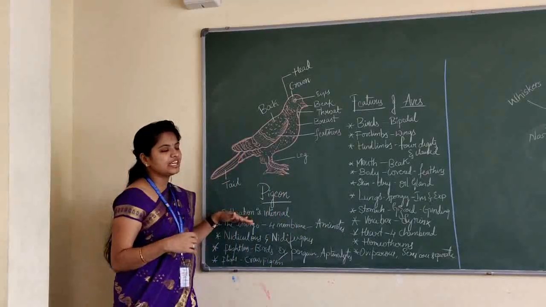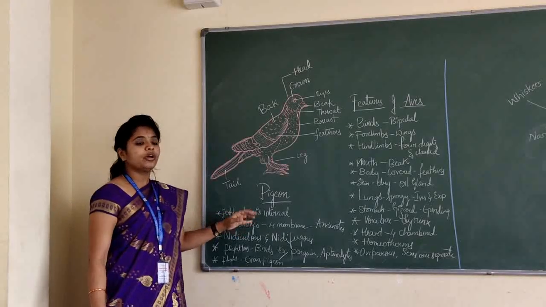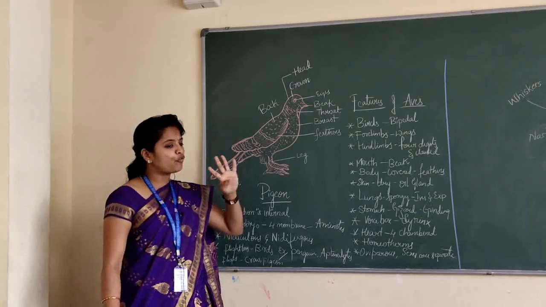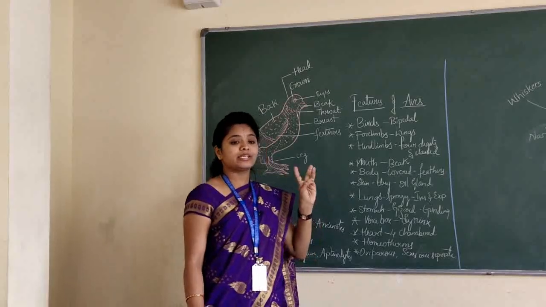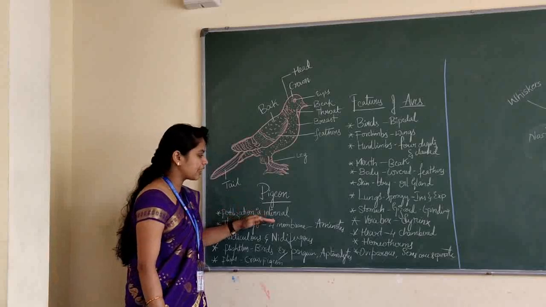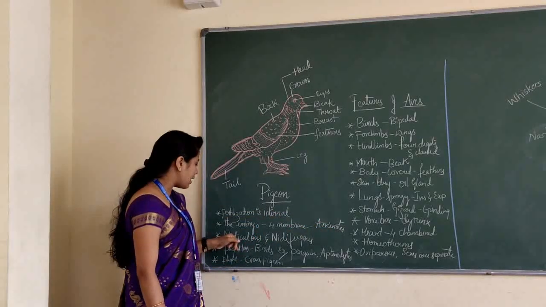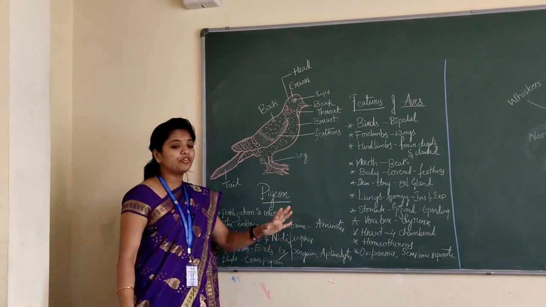Fertilization is internal. Next, the embryo. The embryo is surrounded by 4 embryonic membranes such as amnion, chorion, allantois and yolk sac. Hence they are called amniotes. You will also come across nidicolous and nidifugous birds.